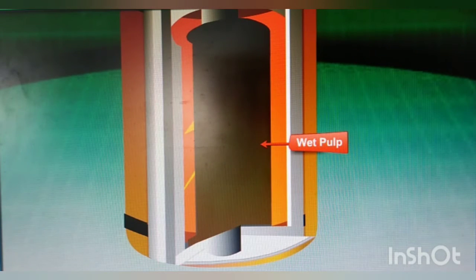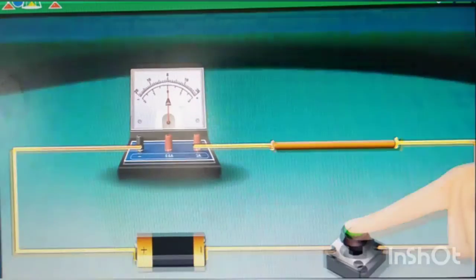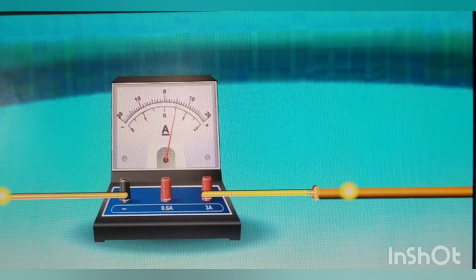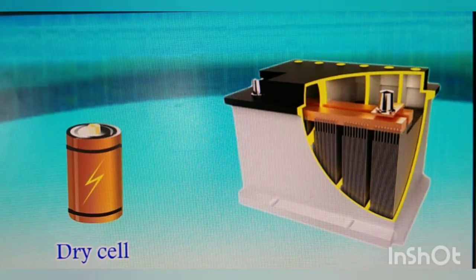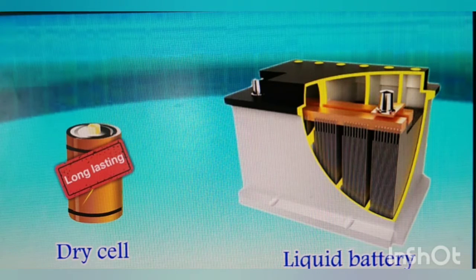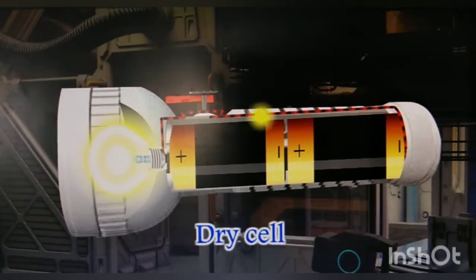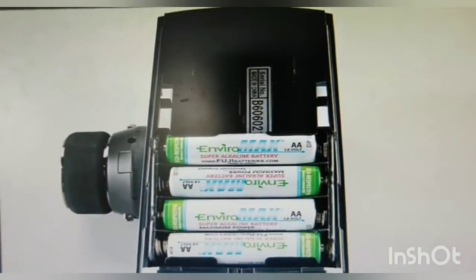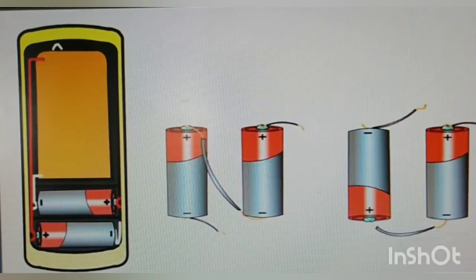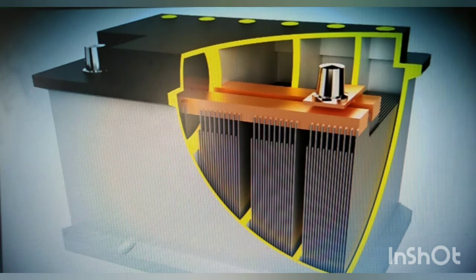Due to the wet pulp used in this cell, the chemical reaction proceeds very slowly. Hence, a large electric current cannot be obtained from this. Compared to electric cells using liquids, the shelf life of dry cells is longer, which means dry cells have a longer duration. Dry cells are very convenient to use as these can be held in any direction with respect to the ground and can be used in mobile instruments.